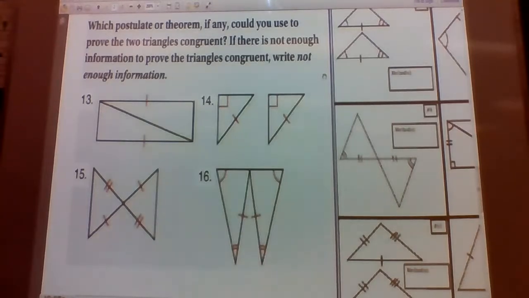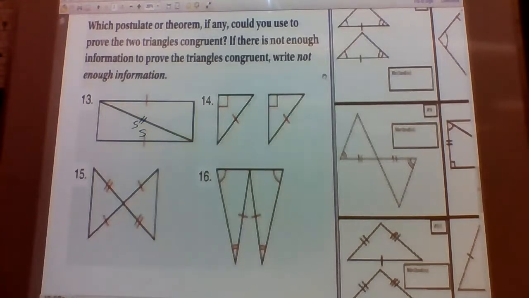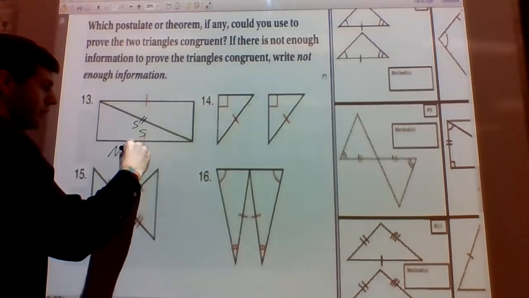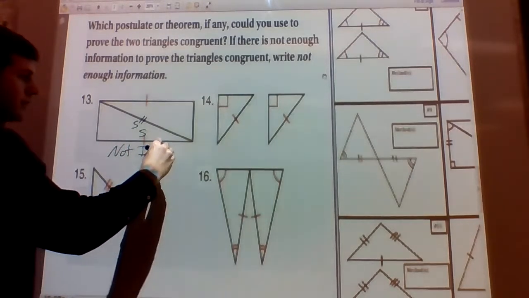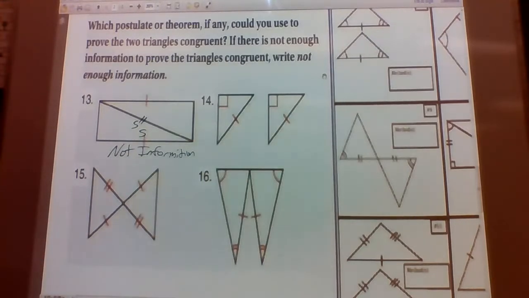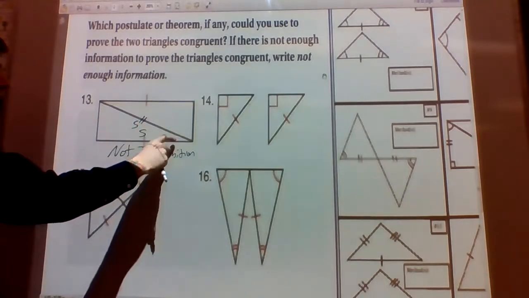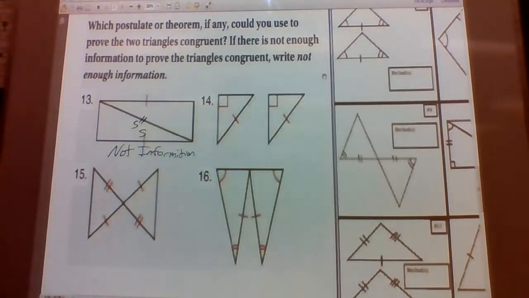13, we notice we have reflexive property. And so we have side, side. Right? We don't have a third piece of information. So in this problem, there's going to not be enough information. We need 3 corresponding parts to be congruent. And we don't have 3 parts. We only have 2. We can't assume right angles unless they tell us. We can't assume these are parallel, so we can't assume alternate interior angles. So we just have to say there's not enough information.